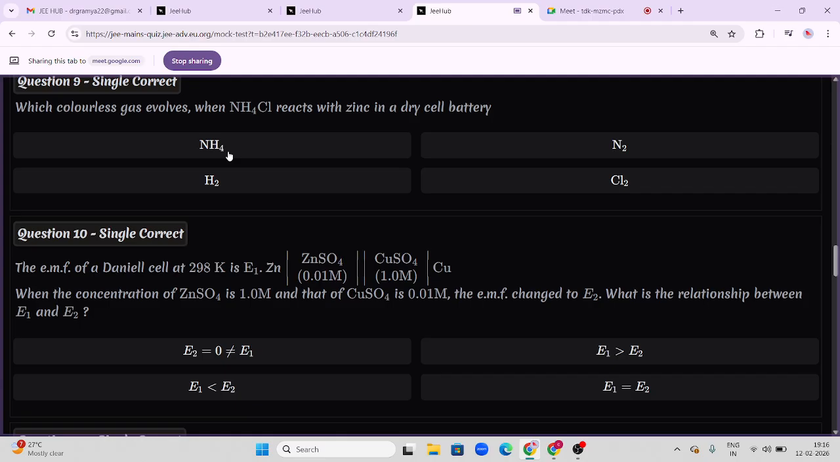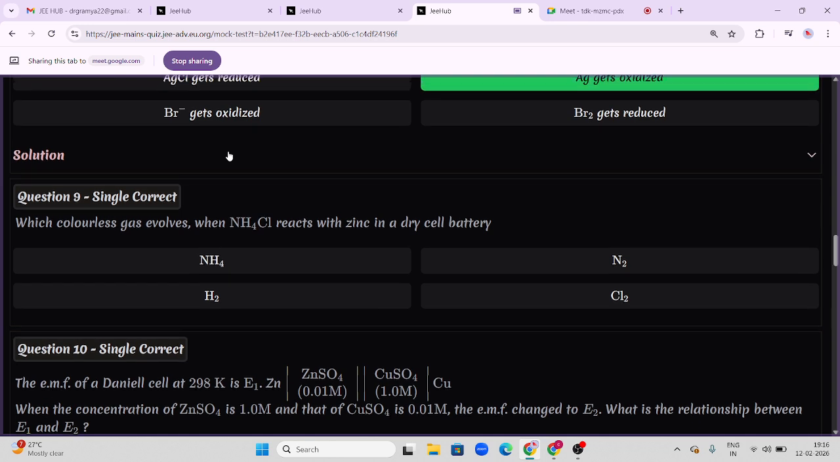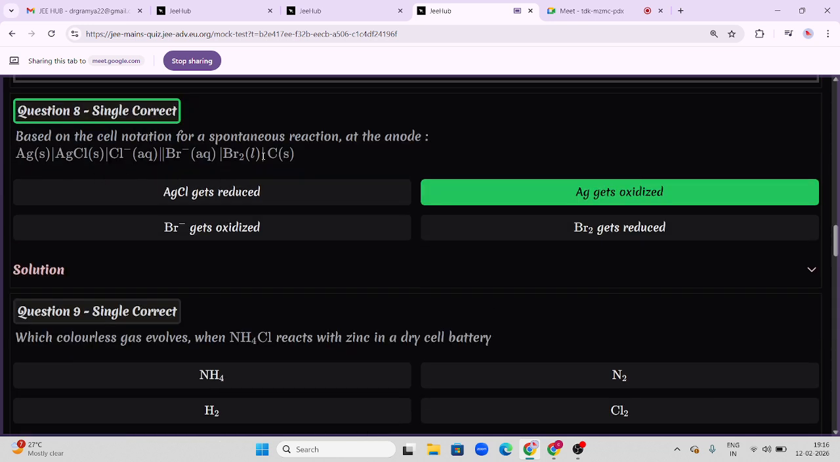You would have learned the cell representation. Left hand side is anodic, right hand side is cathodic. This side, look at this. This is anodic, this is cathodic. Okay. Yes, ma'am.